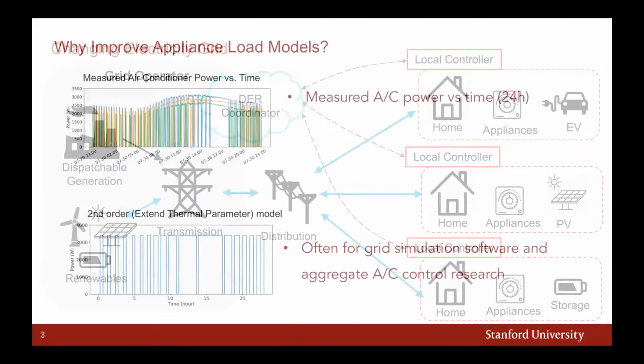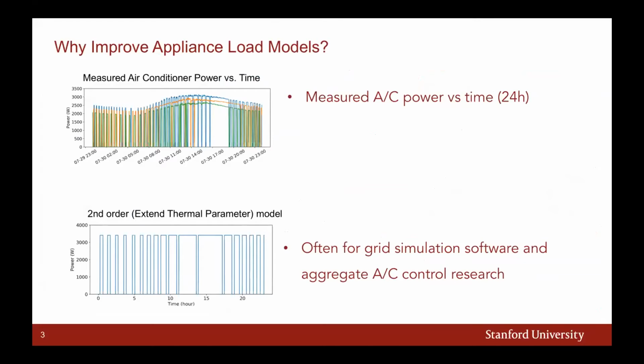And to demonstrate why we need to improve appliance load models, we can see this with the example of an air conditioner. Air conditioners are a pretty common high energy load. The plot on the top left shows measured air conditioner power versus time. This is for a whole day. And the plot on the bottom left shows a really common model that we use in grid simulation software and often also to formulate controls for aggregate air conditioner control in the research.